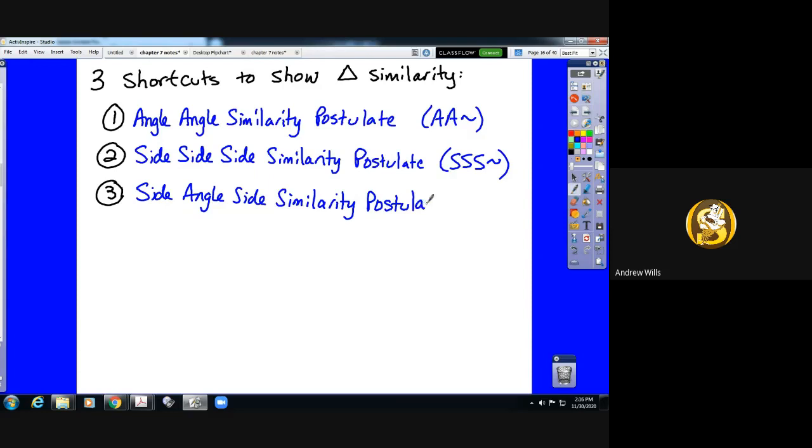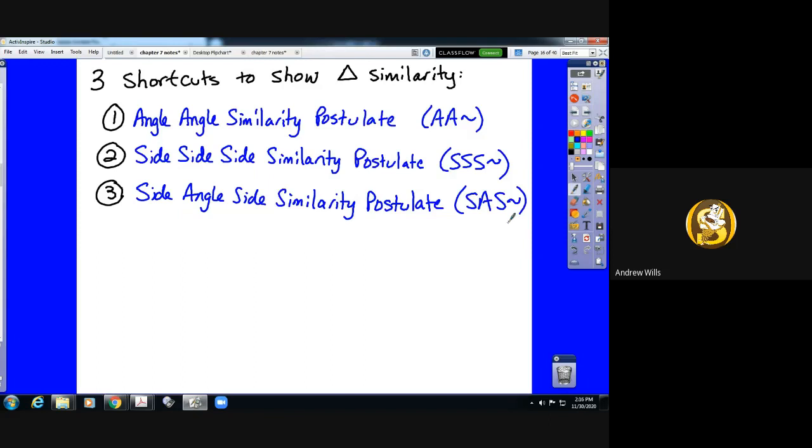Now, the one thing we need to be very careful about here is notice that the abbreviations for these similarity postulates are almost exactly the same as congruence postulate abbreviations from Chapter 4. So if you just write SSS but don't include the tilde, the similar symbol, you're wrong. That is not the correct thing. Okay, so you need to make sure you're including that tilde at the end of your abbreviation, because without that similar symbol, you may not be naming the correct postulate.